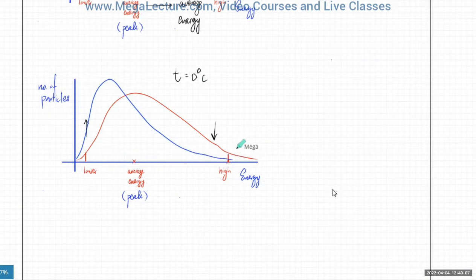As I said, the graph is going to dip from this side. It's going to rise from that side. And your new peak is going to be at a lower temperature, at a lower energy value. So this is how the graph would look like.